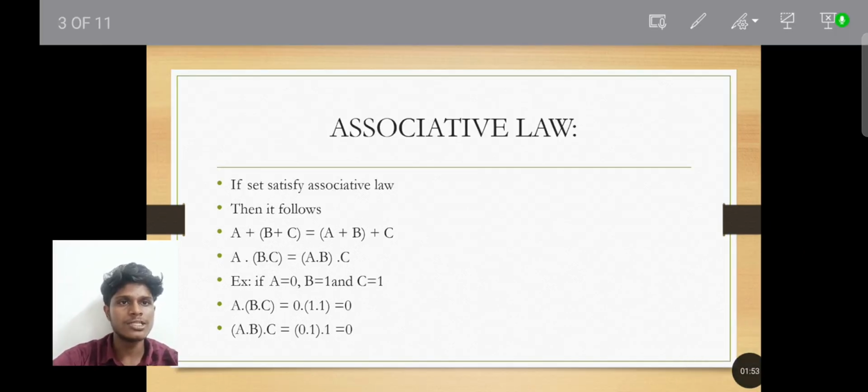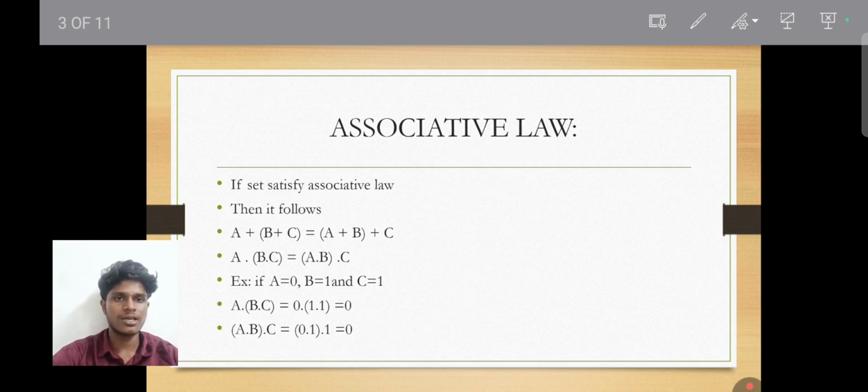In Boolean algebra, the associative law states that the grouping of variables does not affect the operations. If a set satisfies the associative law, then it follows a plus (b plus c) equals (a plus b) plus c. Then in multiplication, a into (b into c) equals (a into b) into c.